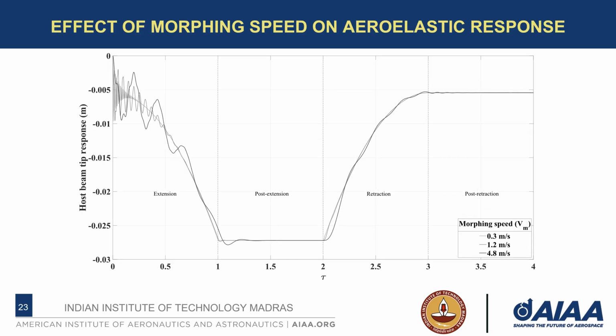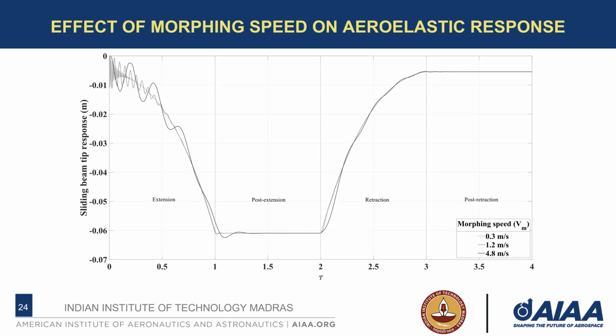Hence, to comprehend the effect of morphing speed on the response, we have simulated the response for various morphing speeds also. The telescopic morphing wing oscillates during the extension process with a very high frequency and lesser amplitude for slow morphing speed, whereas for higher morphing speed, the wing oscillates with a relatively low frequency and higher amplitude. Post-morphing, both the beams again start to oscillate, which gradually decays down to a steady-state response due to the aerodynamic damping. The oscillatory phase in post-morphing sustains for a longer time period for higher morphing speed. Similar behavior is also observed for the sliding beam.